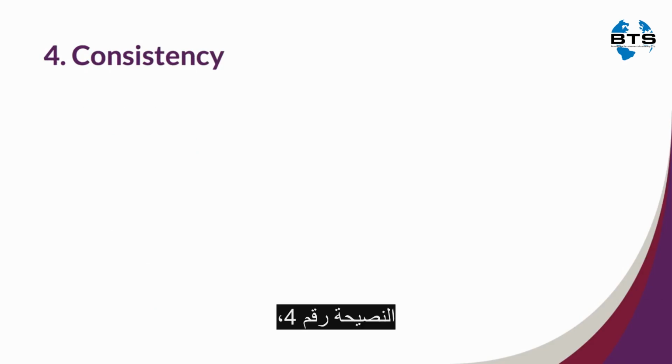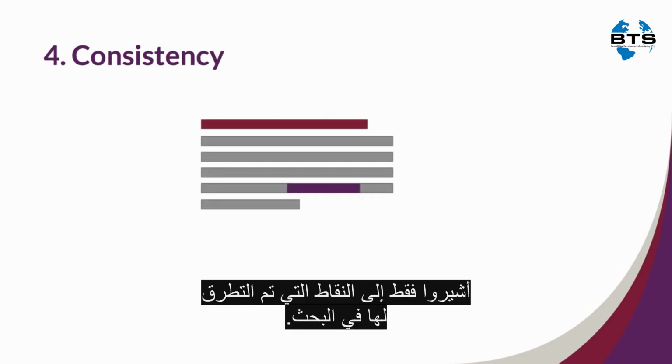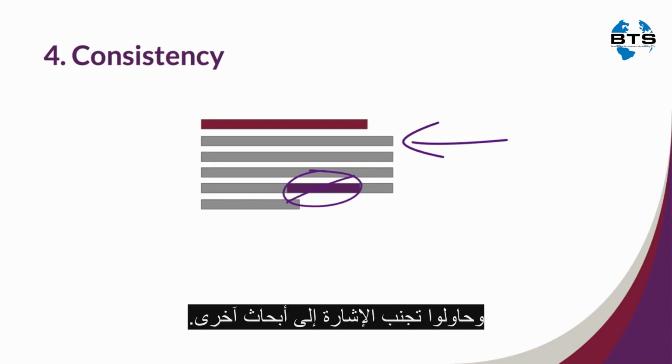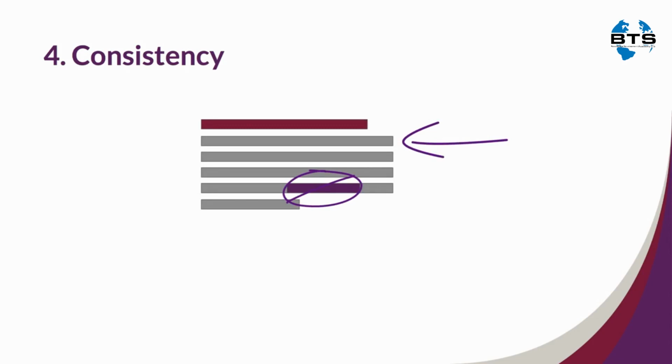Abstract tip number 4, consistency. Mention only the points actually covered in the research. Organize your abstract with the most important information first, and try to avoid referencing other works.